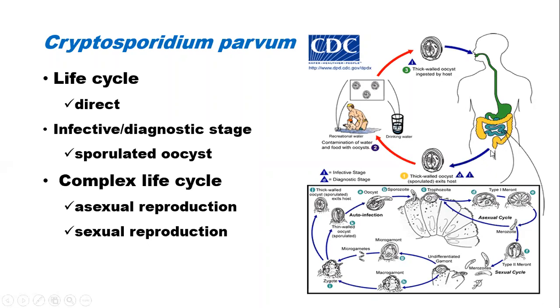The life cycle begins when you have an infected person passing out thick-walled oocysts. These oocysts contain 4 sporozoites. Okay? These oocysts can contaminate water, can find their way onto our food, and then we end up ingesting the cyst.